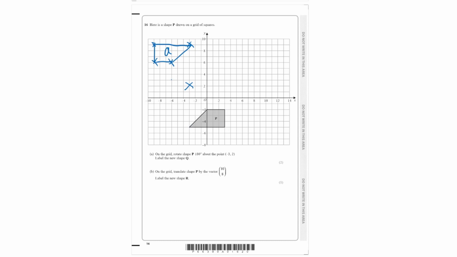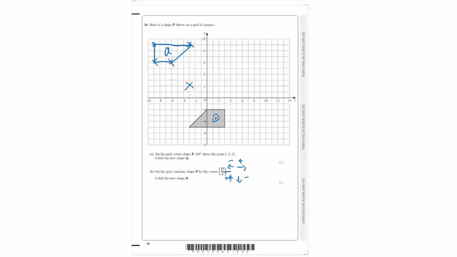On the grid, translate shape P by the vector 10, 8. So we're dealing with P again. Label the new shape R. Now, when dealing with vectors, the top part is the X, so either left or right, and the bottom part is up or down. If it's positive, it's to the right. If it's negative, it's to the left. If it's positive, it's up. If it's negative, it's down.